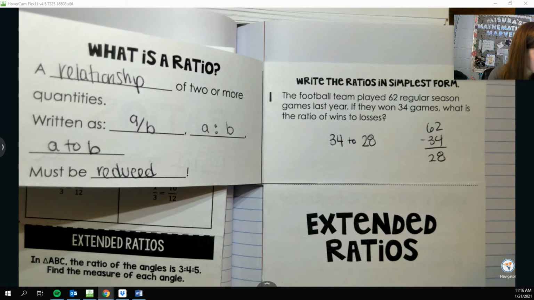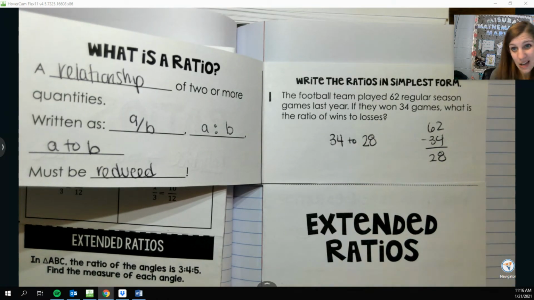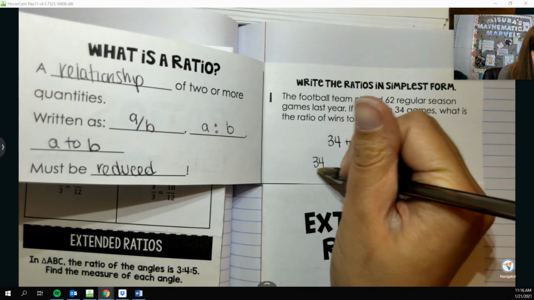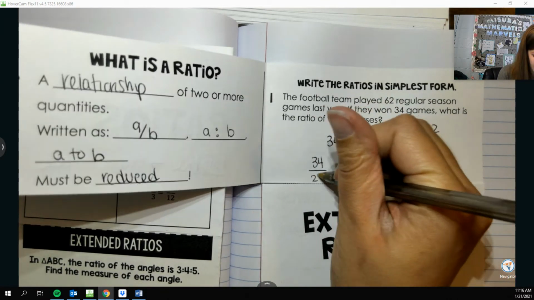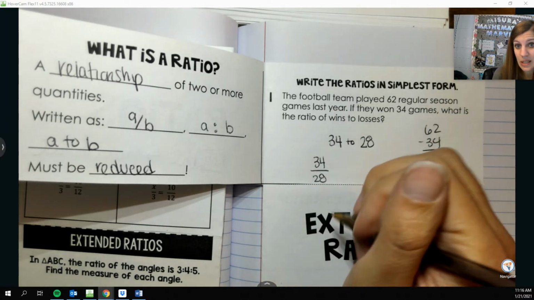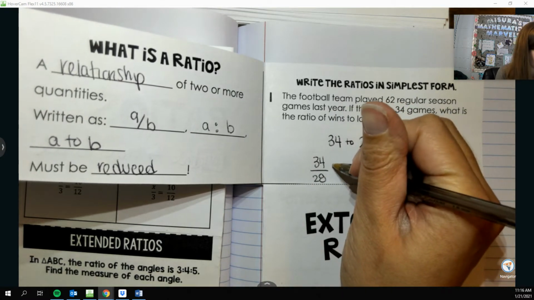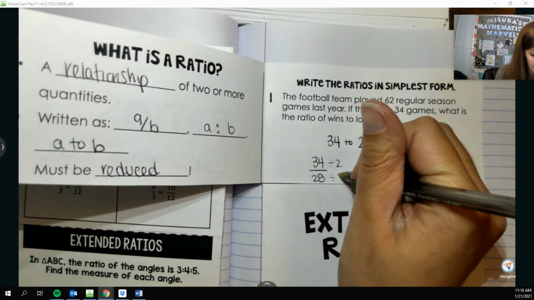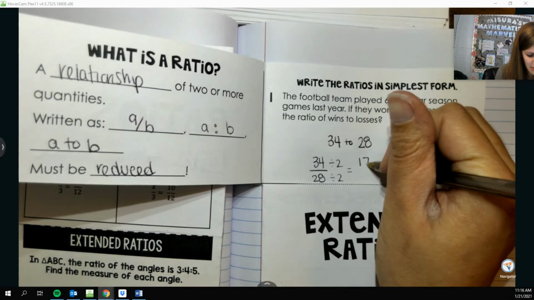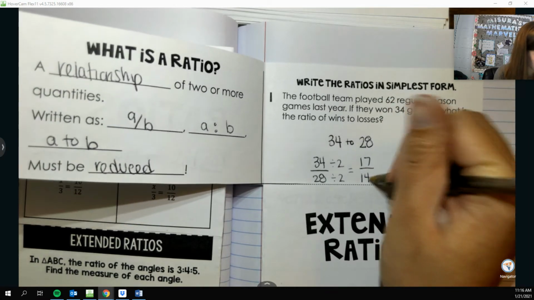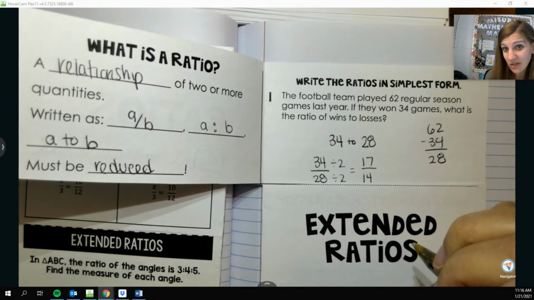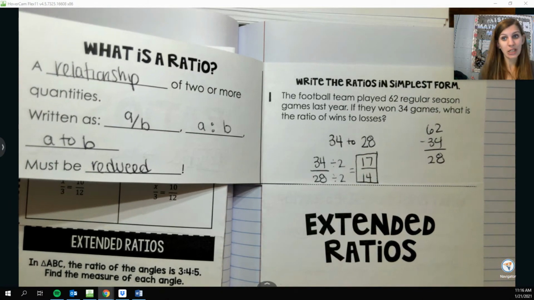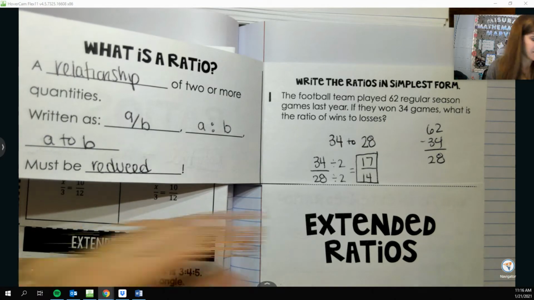So 28 losses. Now, I would prefer it as a fraction, so we would have 34 over 28. And then I do need to reduce, and I can reduce because they are both at least even, so I can divide by 2, and we'll have 17 over 14. And then I noticed I can't reduce anymore, so that must be it. The ratio of wins to losses is 17 to 14. Easy, easy.